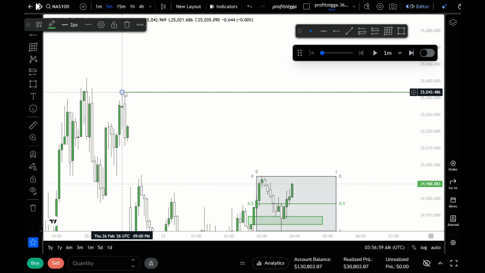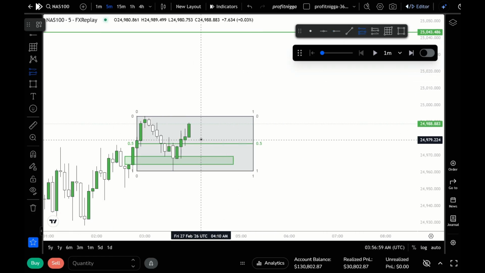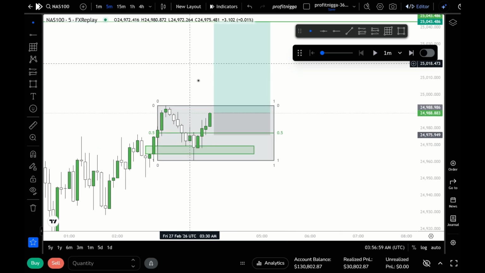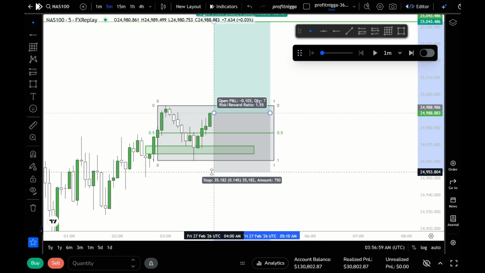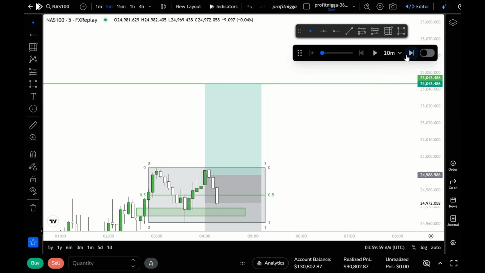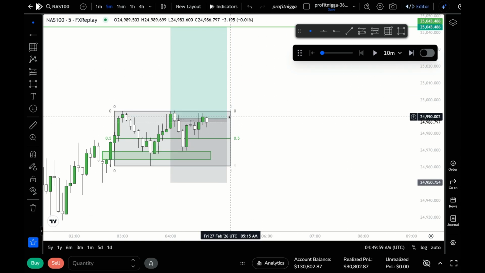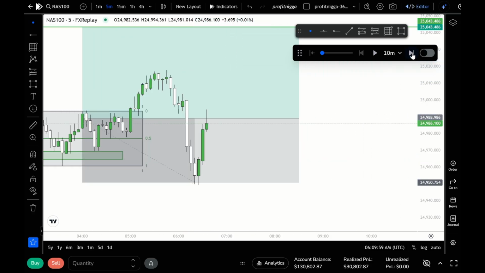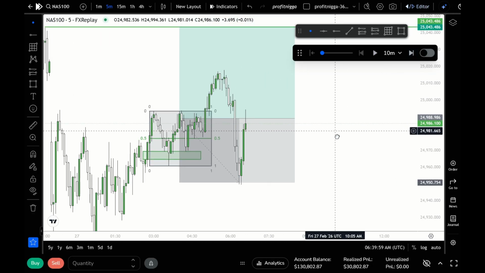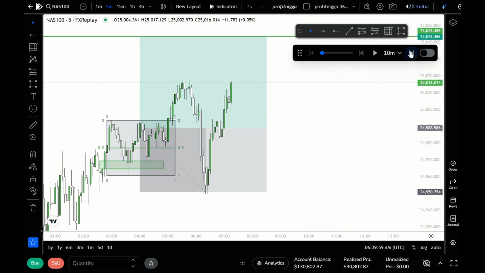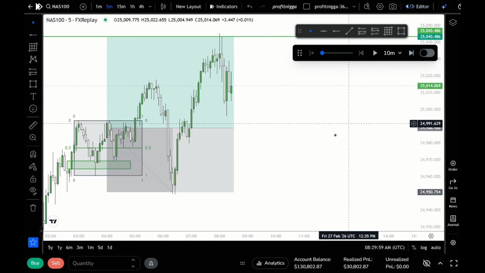Since 1 hour draws of liquidity are way too high, we will target 5-minute highs. Dang, hit stop loss, but it's all good, we still won 2 trades. Hit take profit right after.